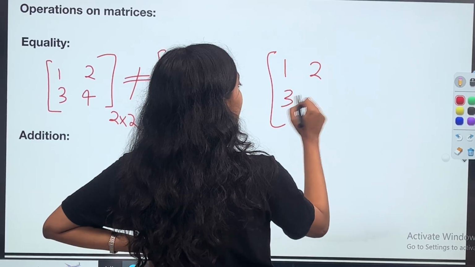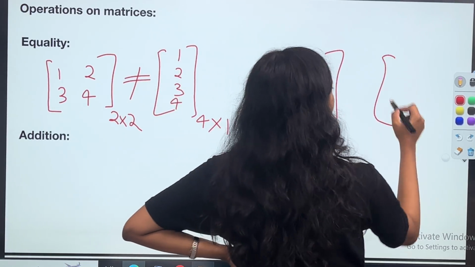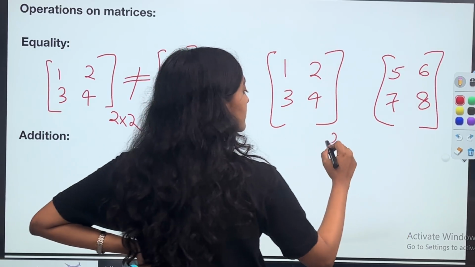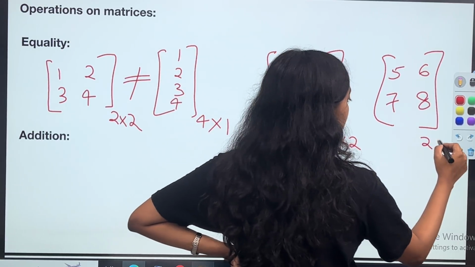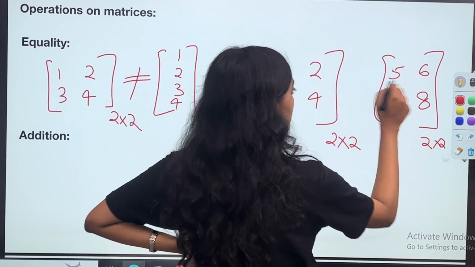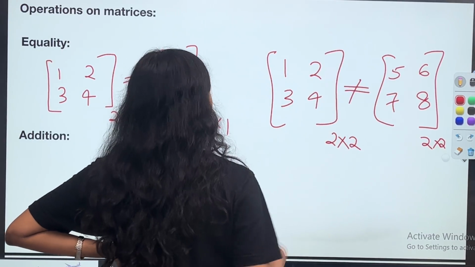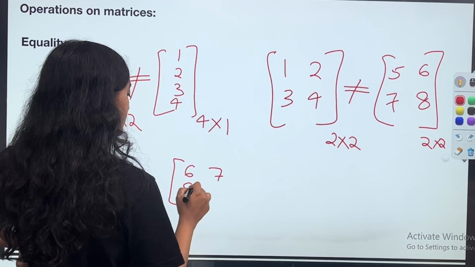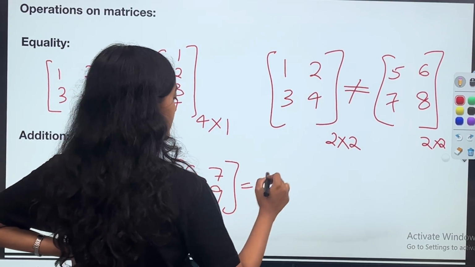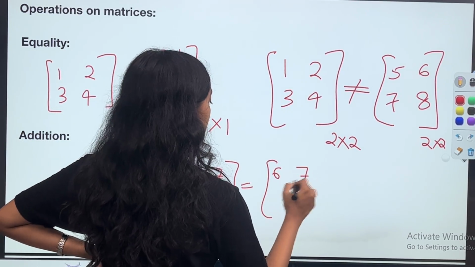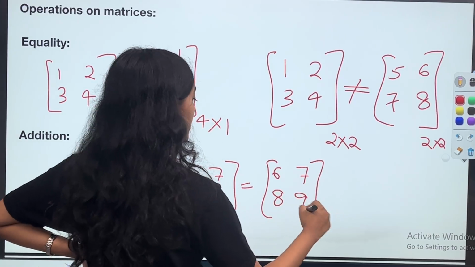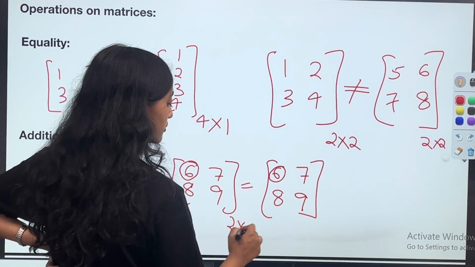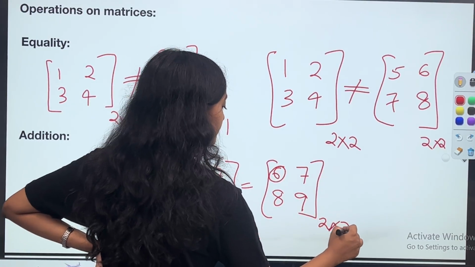1, 2, 3, 4, 5, 6, 7, 8. These are not equal because even though they have the same order, they do not have equal numbers. So these are also not equal to each other. But 6, 7, 8, 9 is equal to 6, 7, 8, 9 because each element here is equal to one element here, 2 into 2, and this is also 2 into 2.